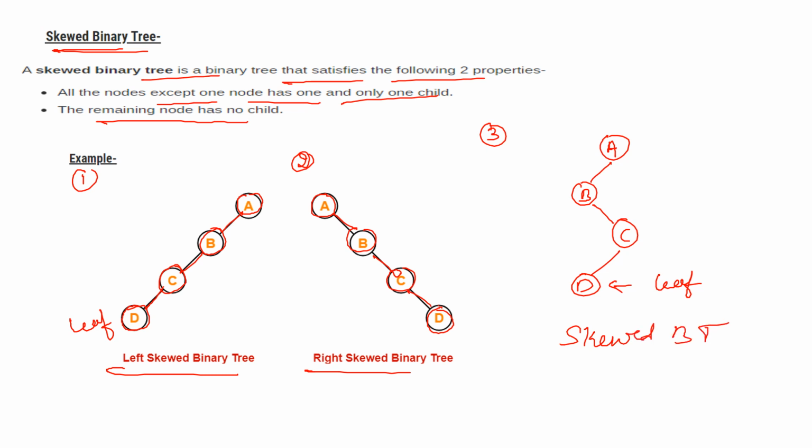Every node. See, A got left child, then B got right child, C got left child. Every node is having only one child. So this is called as skewed binary tree. Every node is having only left child, then it is called as left skewed binary tree. Every node is having only one child, that too right child, means this is called as right skewed binary tree. And if every node is having only one child, then it is called as skewed binary tree.